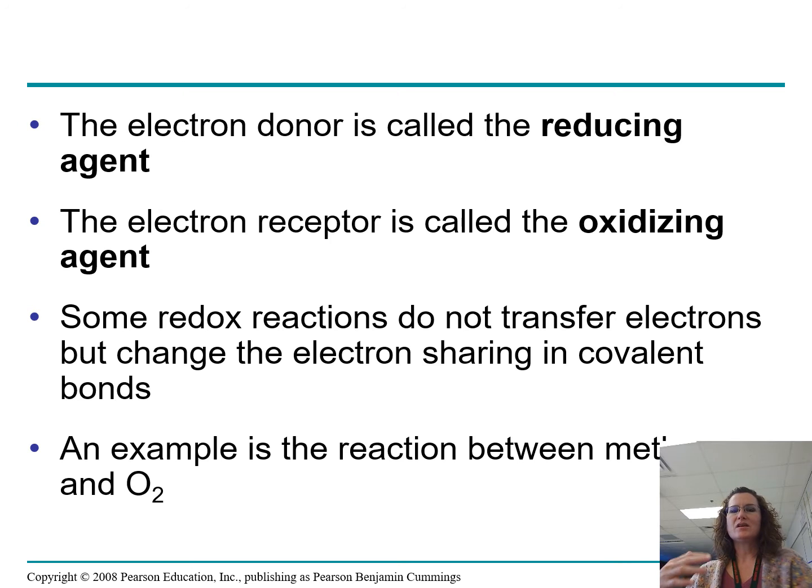The thing that does the reducing, the thing that causes another thing to get reduced, is the reducing agent. If that thing over there got reduced, I did that, so I was the reducing agent. Do you understand what I'm saying? And if I take away that negativity, I'm becoming more negative, and I'm allowing that thing over there to get oxidized. So I'm the oxidizing agent.